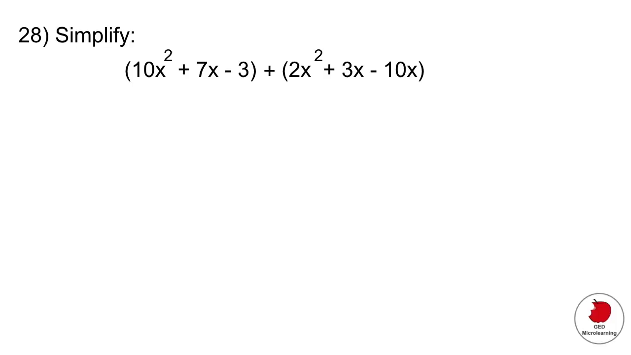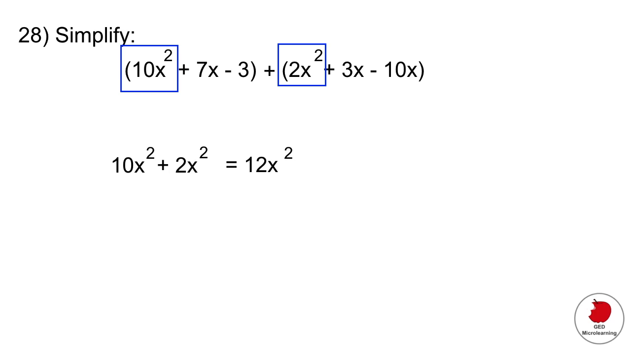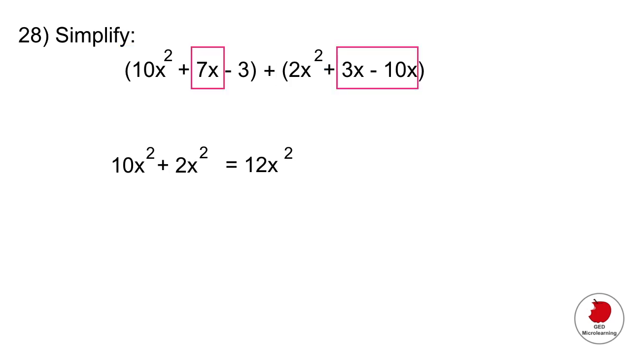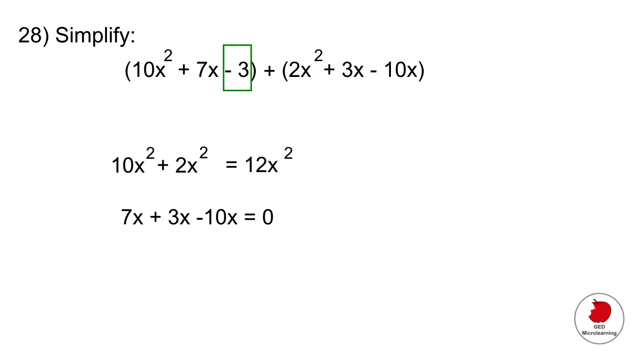Okay, the next question, you're adding two polynomials. So this is actually really simple. All you have to do is what we just did before, which is to combine like terms. So in this case, you would add those numbers raised to the second power. So 10x plus 2x squared is 12x squared. Do the same for the x terms, so 7x plus 3x minus 10x is equal to 0. And then you have the minus 3 left over. So your final answer would be 12x squared minus 3.